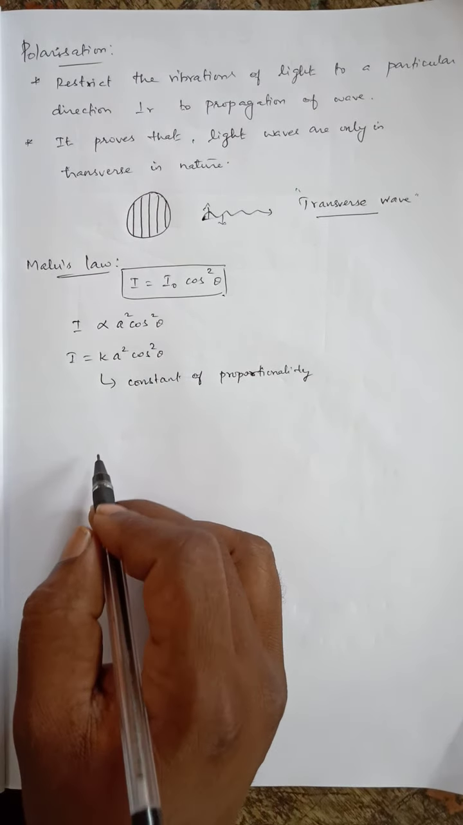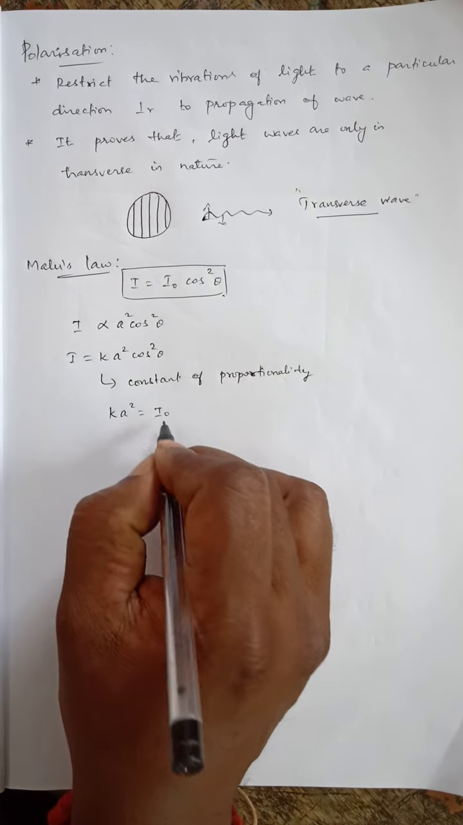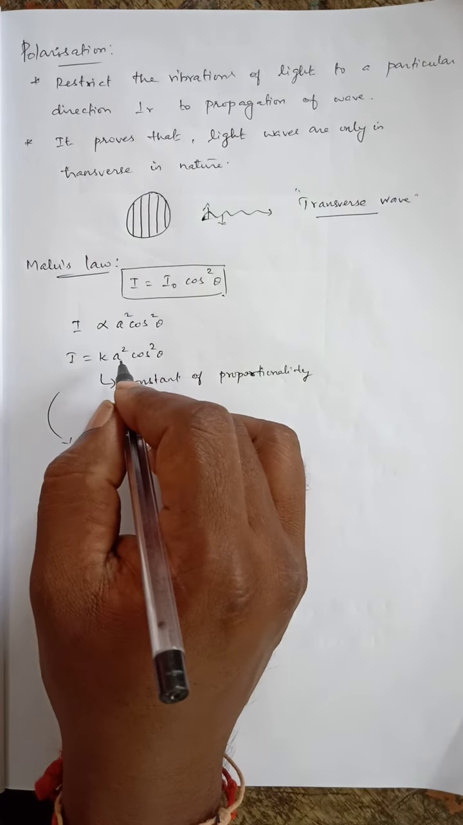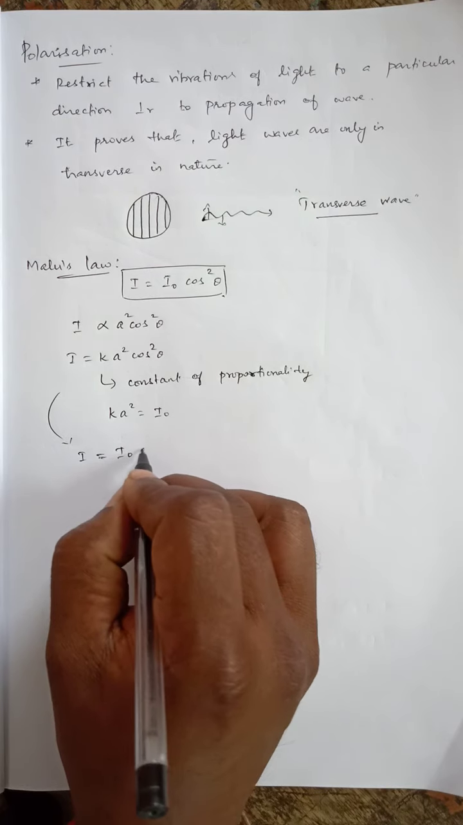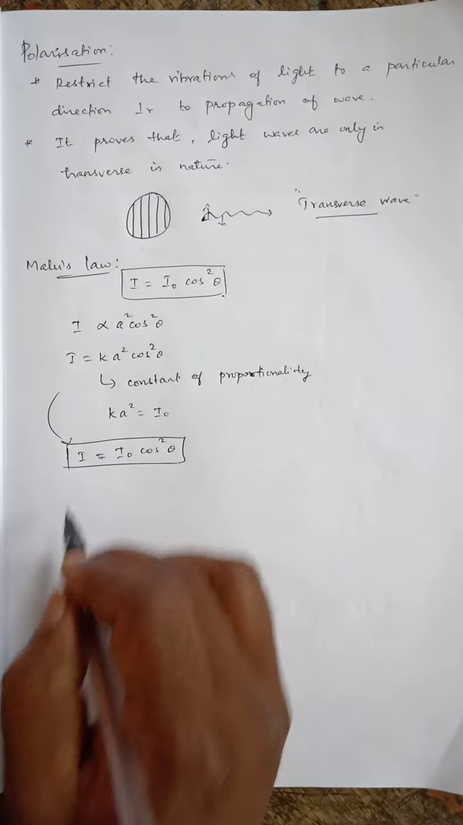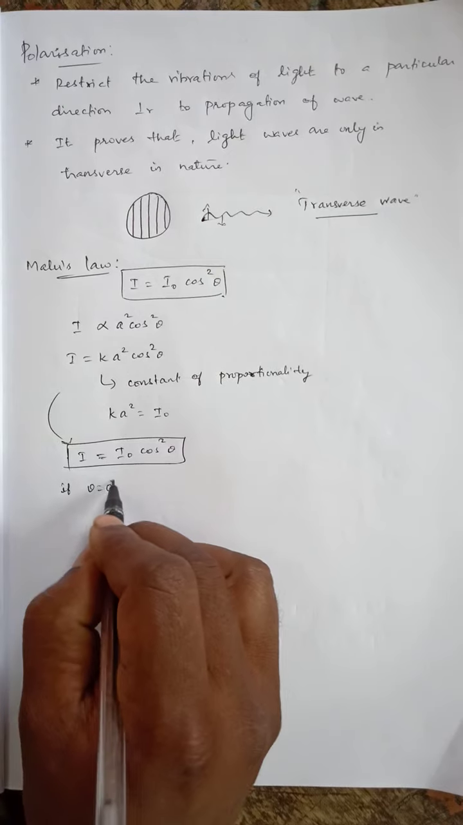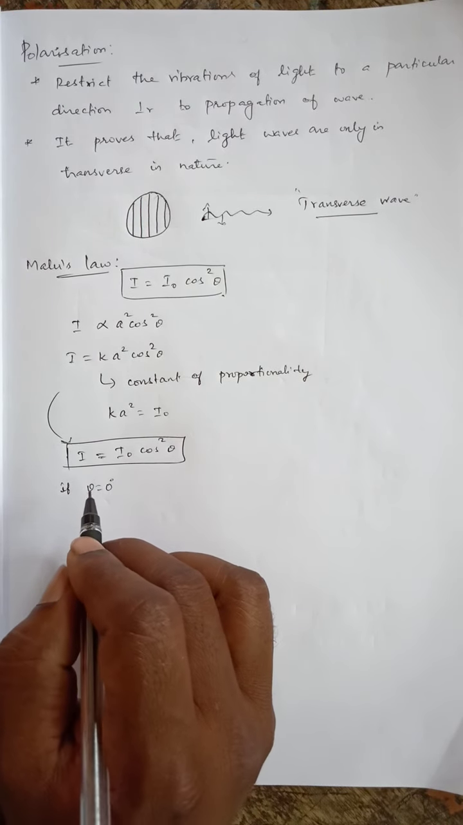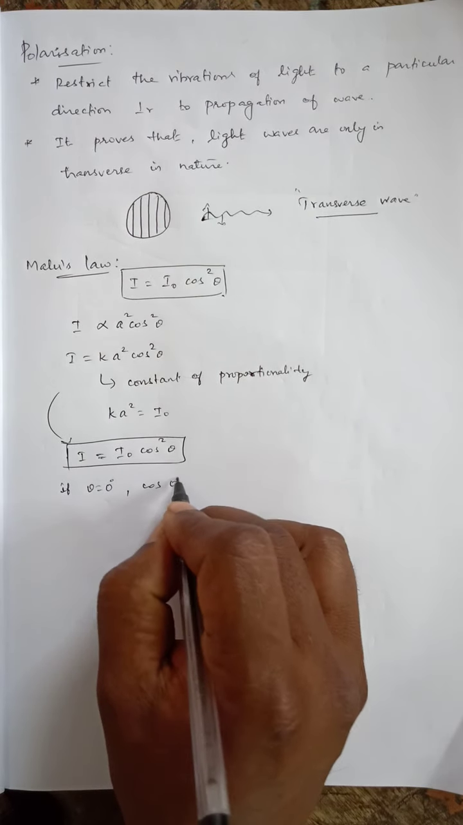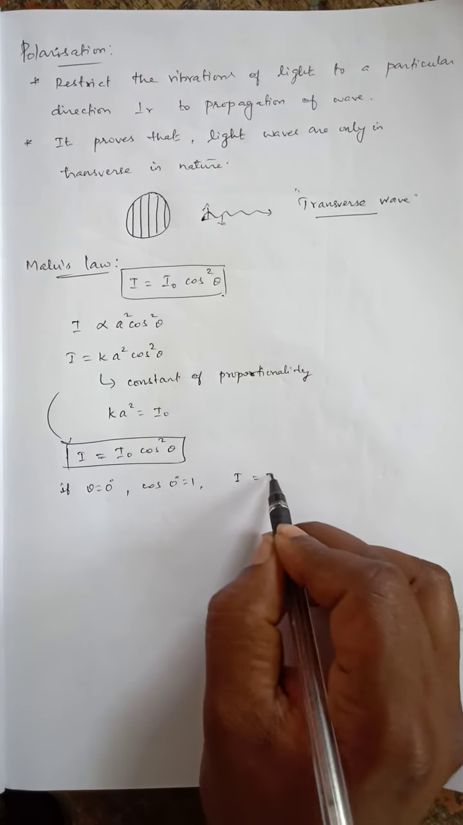We write this constant k A square as I naught. Then we get the equation I is equal to I naught cos square theta. This is the formula for Malus's law. Then we get the maximum and minimum values. If theta is equal to 0, this means the analyzer is kept at 0 angle, parallel to the polarizer. You know cos 0 is equal to 1. So I is equal to 1 into I naught, which is I naught.